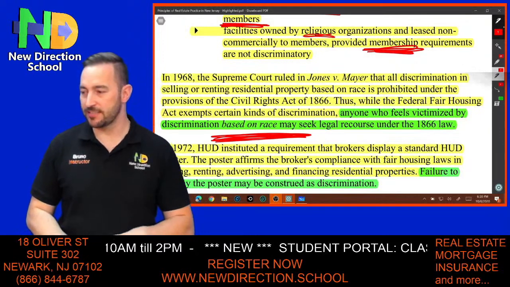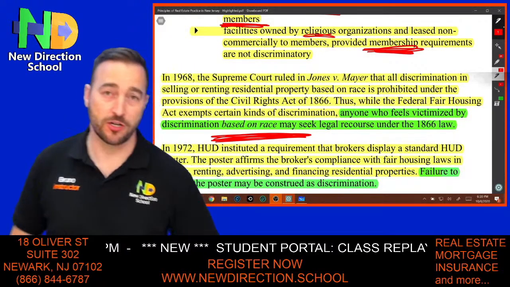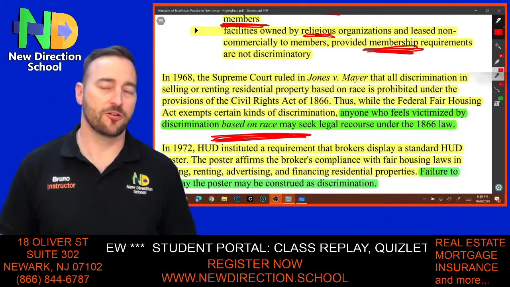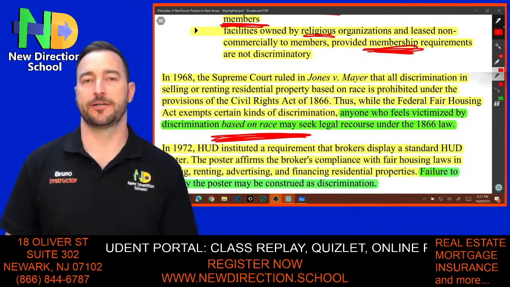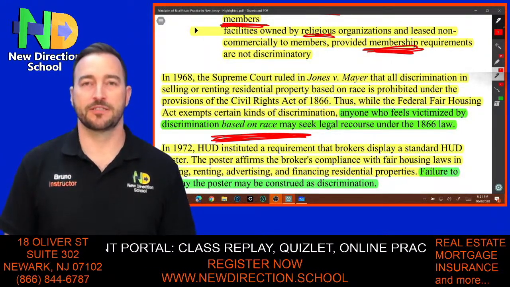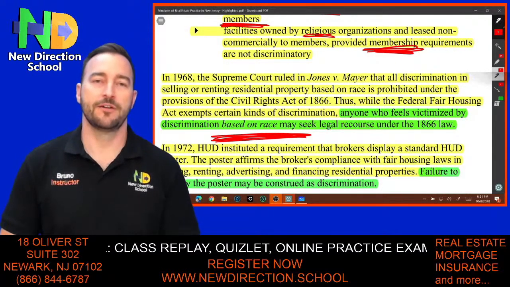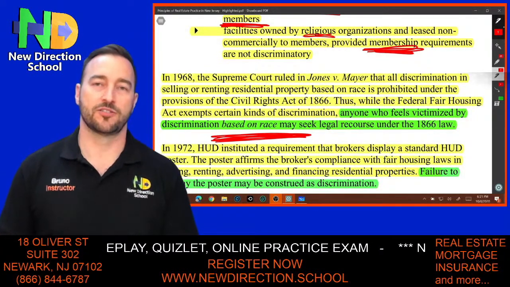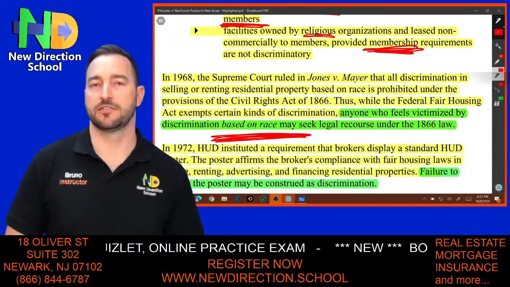If it's based on race, you cannot discriminate at all. Doesn't matter if it's owner occupied. It does not matter if it's a single family and you're not using a broker or any type of discriminatory advertisement. It does not matter if it's different clubs. No. If the discrimination is based on race, it's 100% illegal, according to the 1866 law.